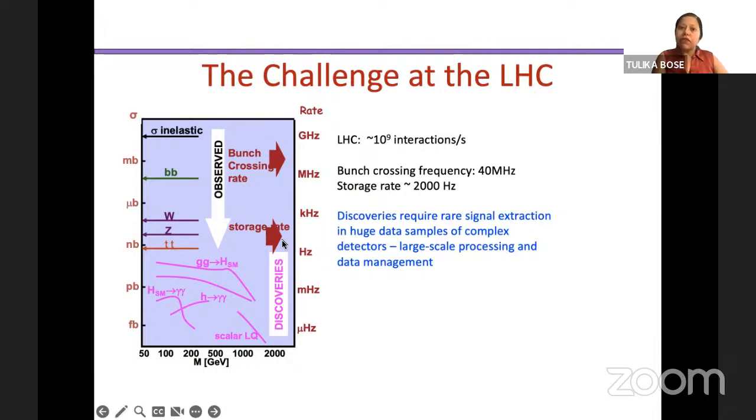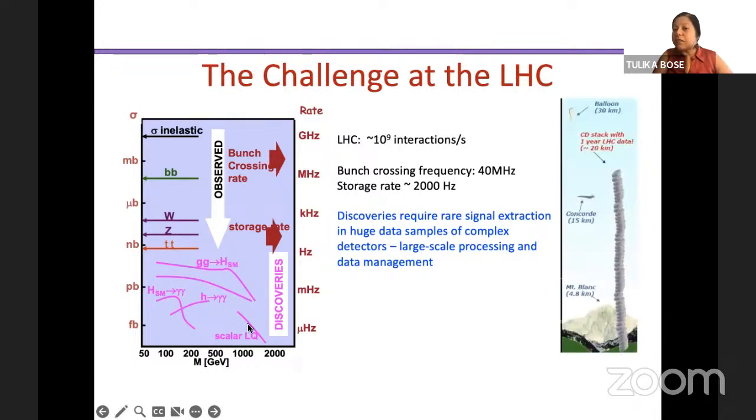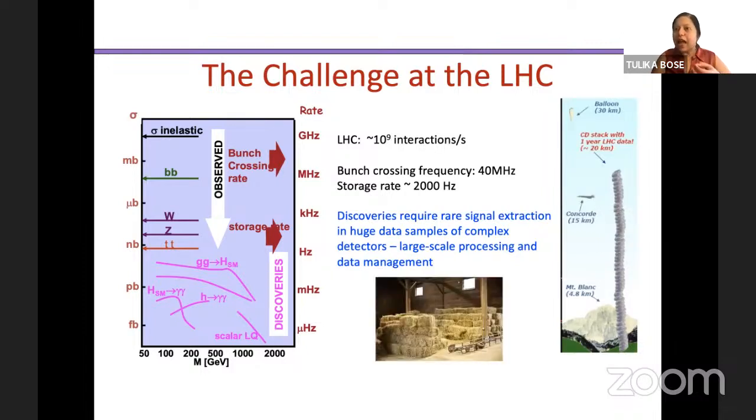And it is complicated even further by the fact that the things we want to discover are actually quite rare. So what we want to be able to do is extract this extremely rare discovery signal from the huge mess of data. And that means we have to have large-scale processing and data management. Here is this cartoon which shows that if all of the CDs are stacked with just one year of LHC data, they are as high or a bit higher than where a plane flies, perhaps where an air balloon is, and higher than the tallest mountain in the Geneva area. So it's like looking for a needle in a haystack when we are trying to find the interesting new physics signals, such as, for example, the Higgs boson that we were so interested in.